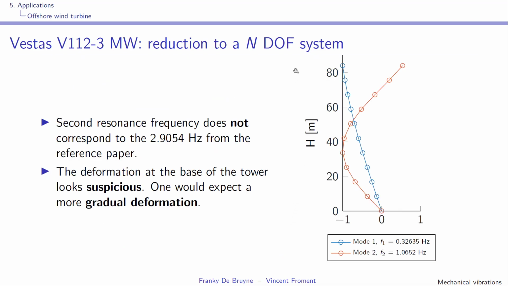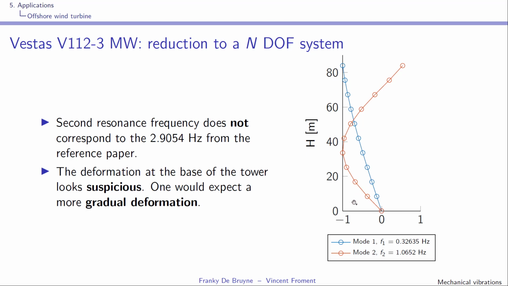So these are the results with n equal to 10. What we see here are the two first resonance frequencies with associated modal shapes, and everything has been normalized in such a way that the maximum deformation is either 1 or -1. You can see that the two resonance frequencies do not correspond to the ones that are obtained in the reference paper, and this is particularly true for the second resonance frequency, so there is a huge discrepancy.